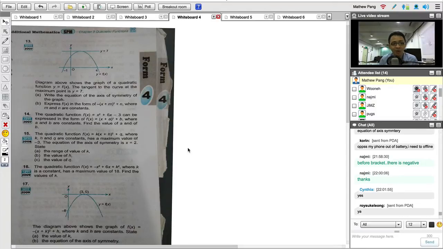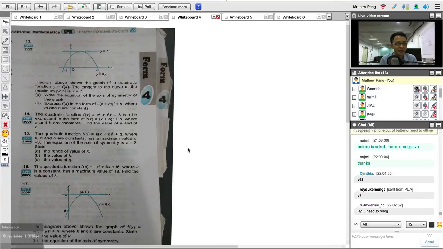The diagram above shows the graph of a quadratic function y equals f(x). The tangent to the curve at the maximum point is y equals 7. Then write the equation of the axis of symmetry of the graph. Express f(x) in the form given, where m and n are constants.